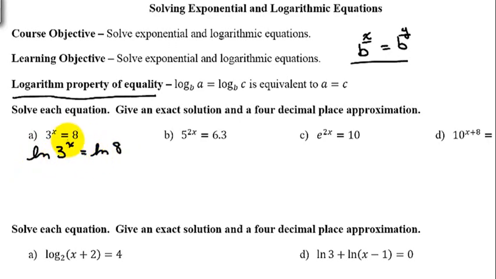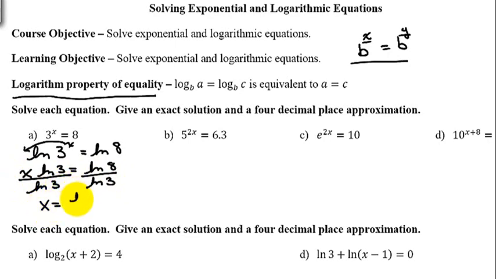And then we had a property that said that you could pull the exponent out in front of the log. So the natural log of 3 raised to the x is the same as x times the natural log of 3. So we get x times the natural log of 3 is equal to the natural log of 8. And we're wanting to solve this equation for x, so now I can divide by the natural log of 3, which is just some number. And so the exact solution is x is equal to the natural log of 8 divided by the natural log of 3.